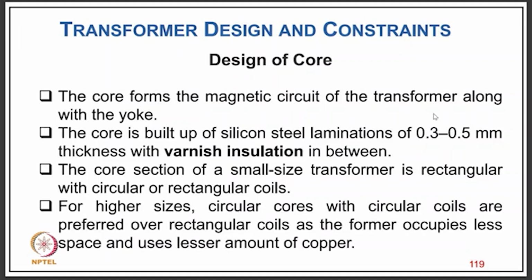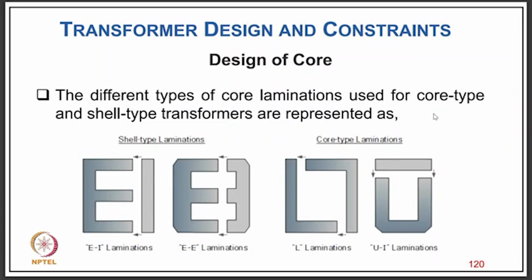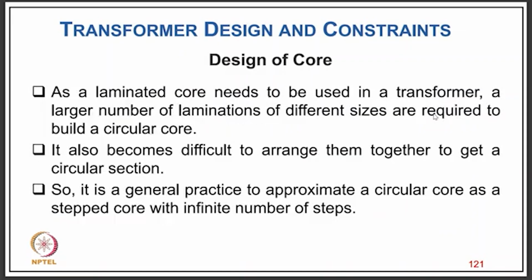The core section of a small size transformer is rectangular, with circular and rectangular coils, and for higher sizes, circular cores with circular coils are preferred over rectangular coils, as the former occupy less space and use a lesser amount of copper. The different types of core laminations used for core type and shell type transformers, as you can see, are EI laminations, double E laminations, double L laminations, or UI laminations. These are the types of laminations used in shell type and distribution type transformers.